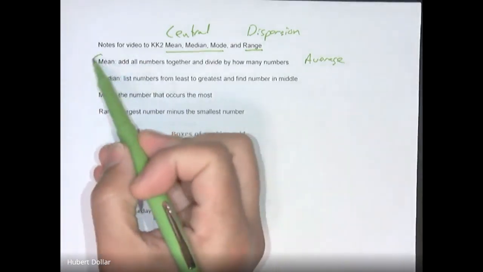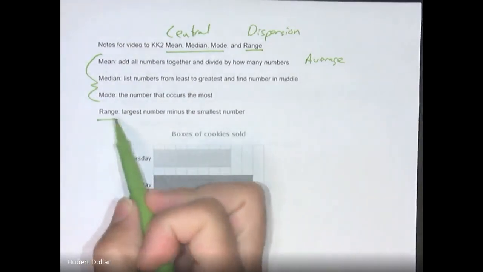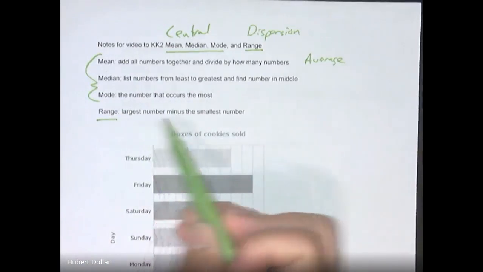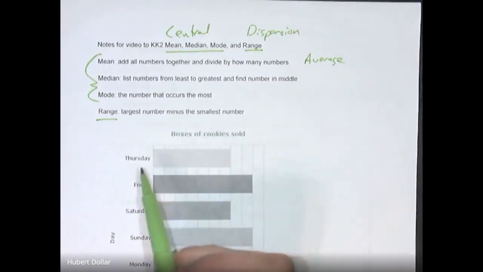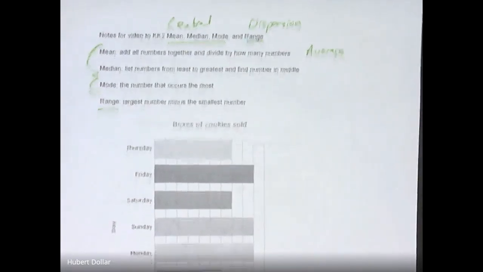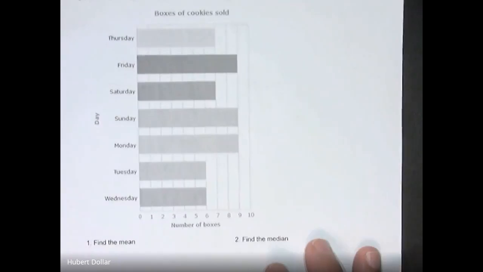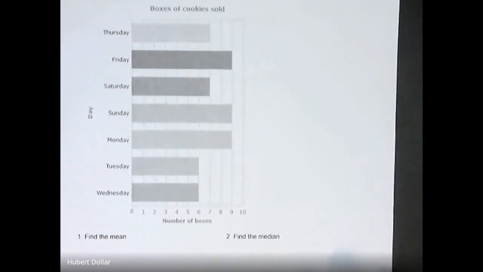And these are all, like I said, measures of the central tendency or the center of the data. And then range is when you take the largest number and you subtract the smallest number, which tells you how spread out the data is. Now, we can do this in several ways. You can be given a bar graph, which is also sometimes called a histogram.